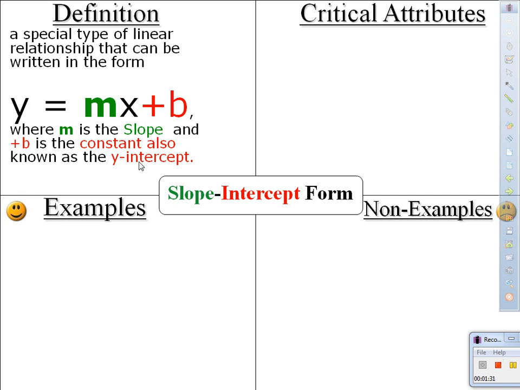But what is the main thing that I want you to understand from all this written here? That slope-intercept form is y equals mx plus b. Whenever I say slope-intercept form, you guys need to understand that I'm talking about what? Y equals mx plus b. So if I ask you, write down slope-intercept form, what are you going to write? Y equals mx plus b. Slope-intercept form is y equals mx plus b.